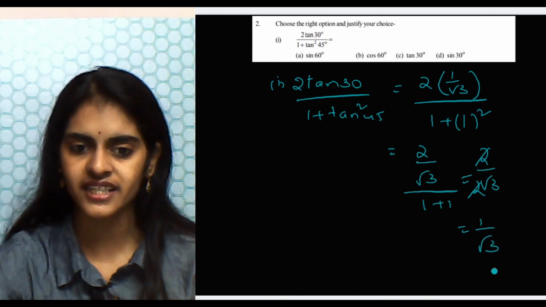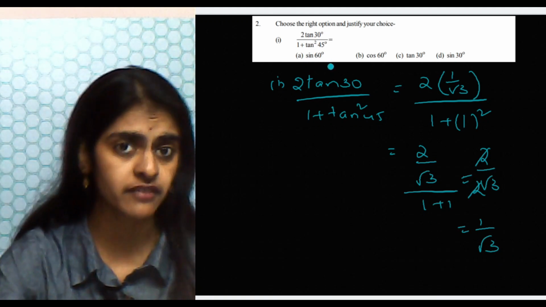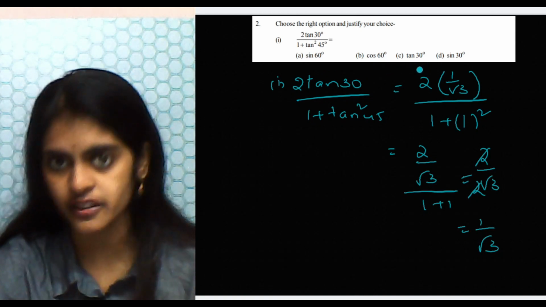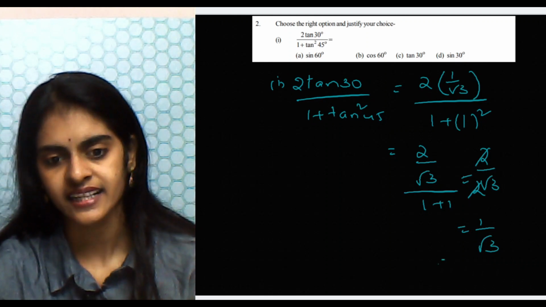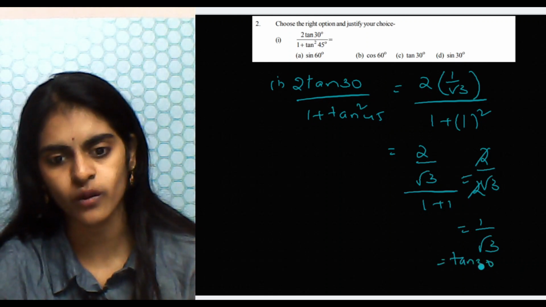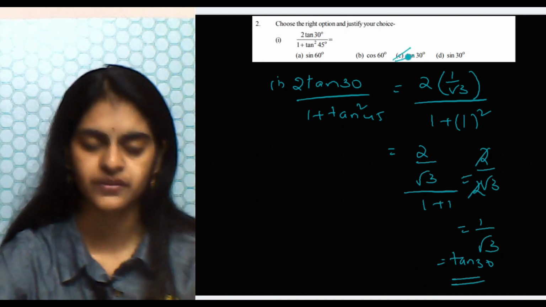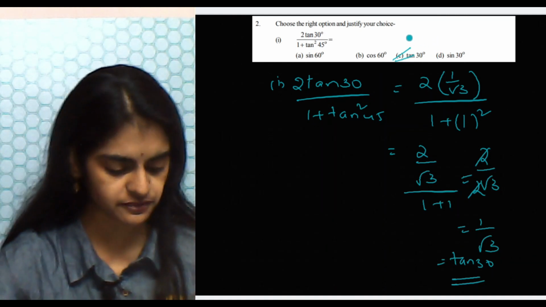Now just see what is 1 by root 3. For which value? For sine 60 will you get 1 by root 3? For cos 60 will you get 1 by root 3? Or for tan 30 or sine 30? So clearly we know that tan 30 is equal to 1 by root 3, isn't it? So the answer is tan 30. Got it? Yes. So let us move on to the next one now.